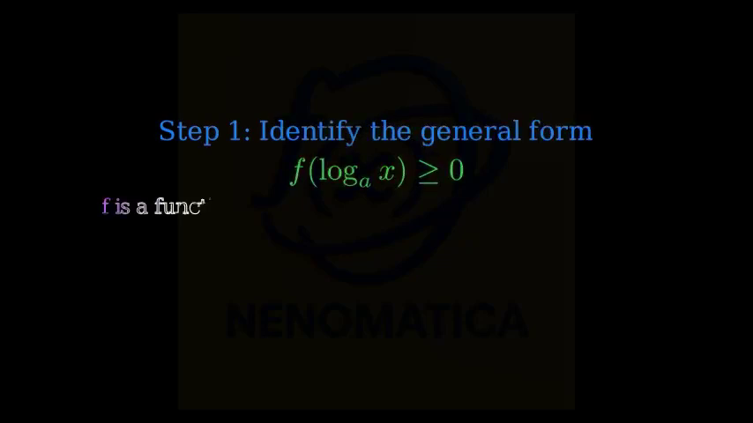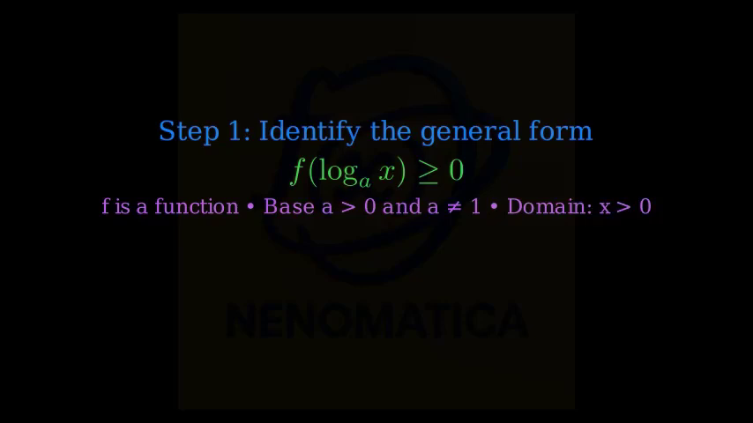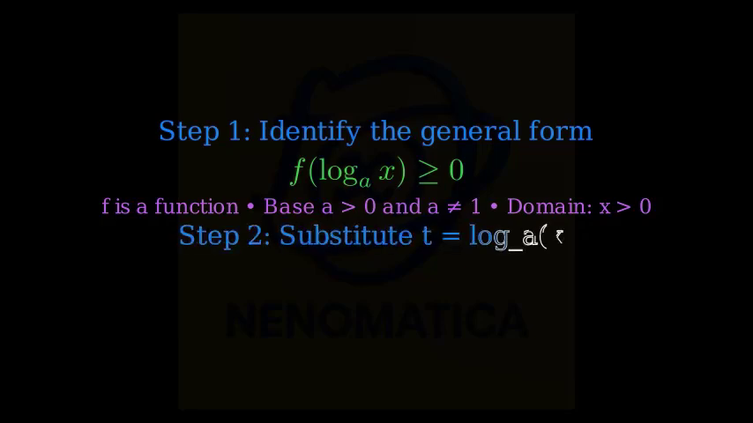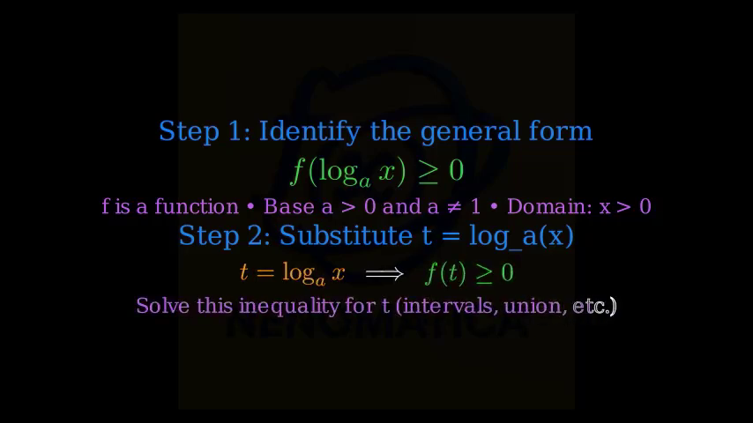Step 1. Identify the general form. We start from the inequality f of log base a of x greater than or equal to 0. Here, f is any function of one variable. Step 2. Make the substitution t equals log base a of x. This transforms the inequality into f of t greater than or equal to 0. We now solve this purely algebraic or pre-calculus inequality in the variable t.